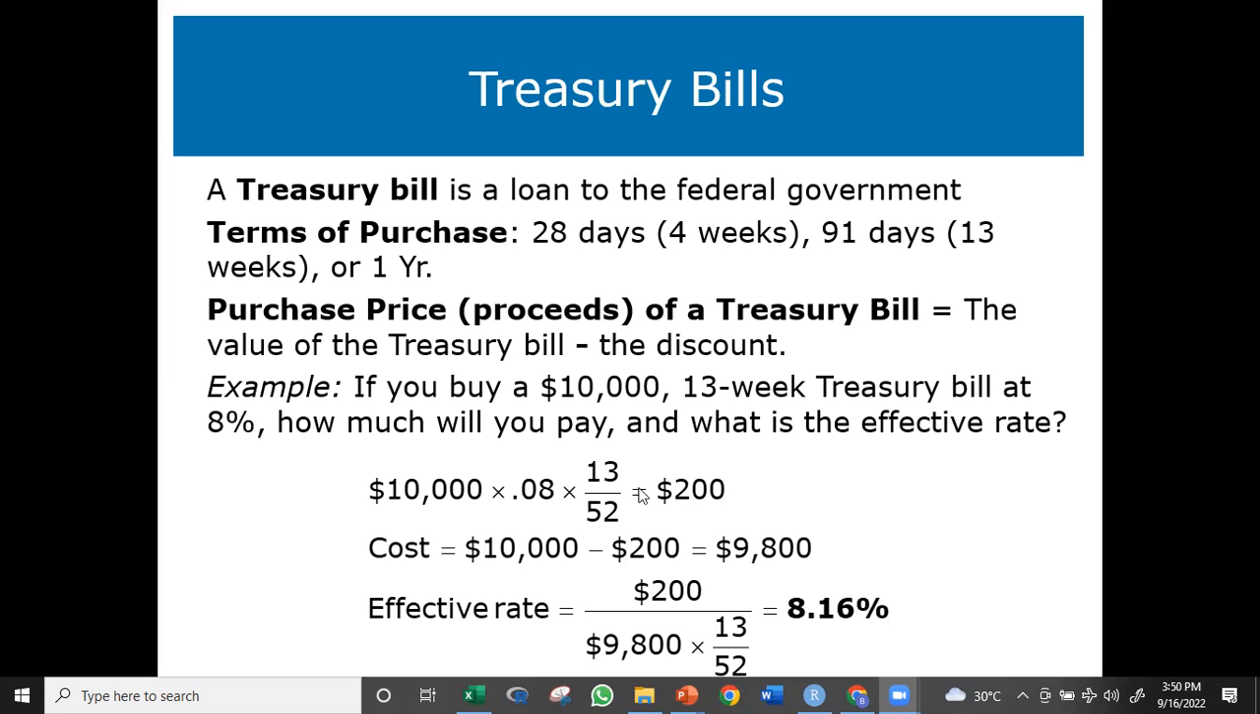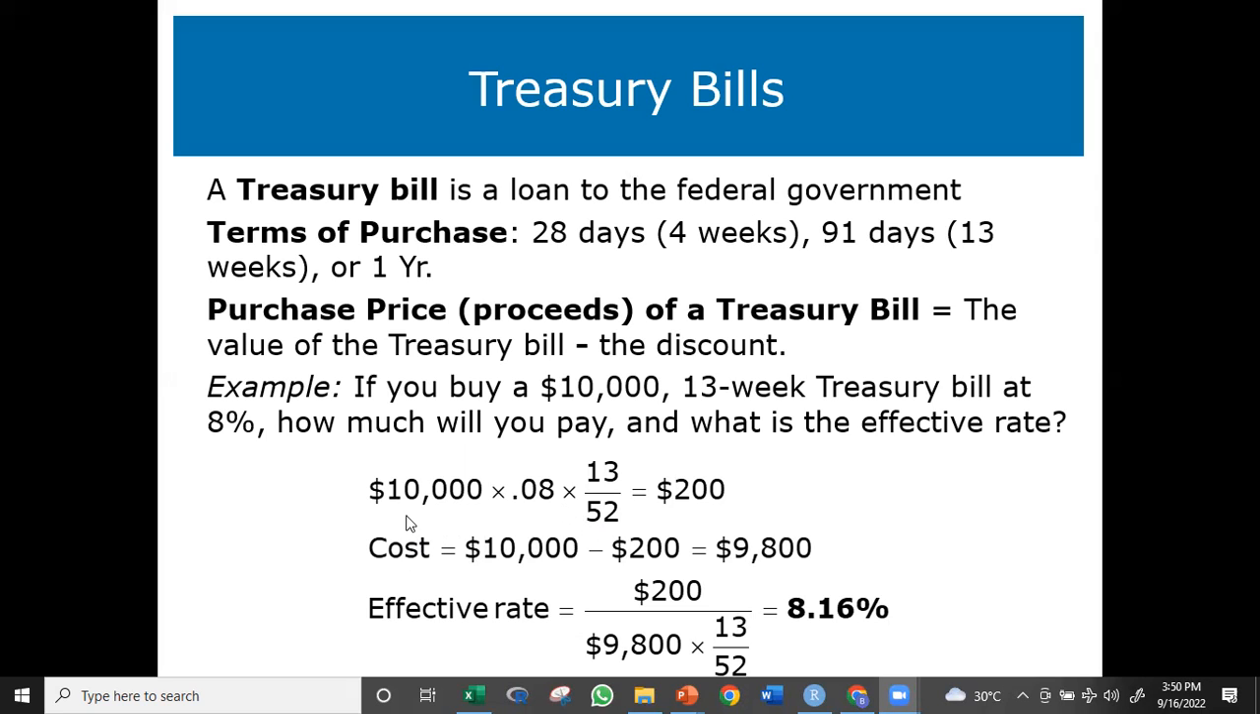10,000 times 0.08 times 13 over 52. This is the face amount, this is the discount, and this is the term. So why 13 over 52? Because this is in weeks. So to convert 13 weeks into years, you divide it by 52.